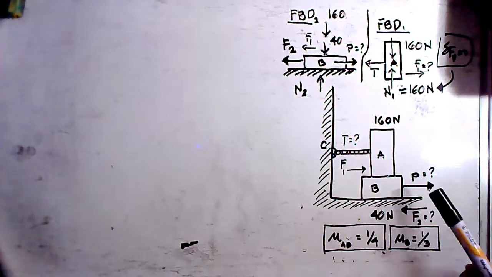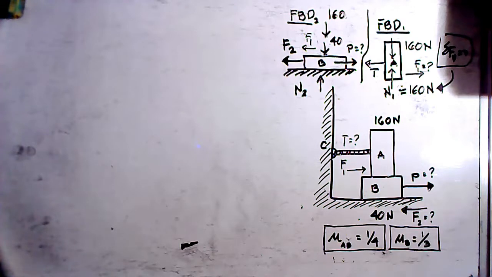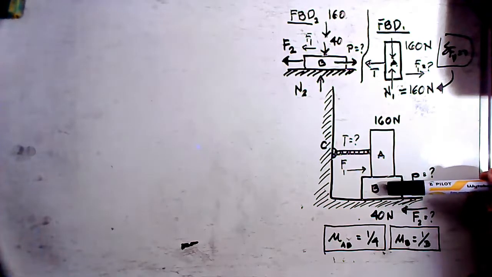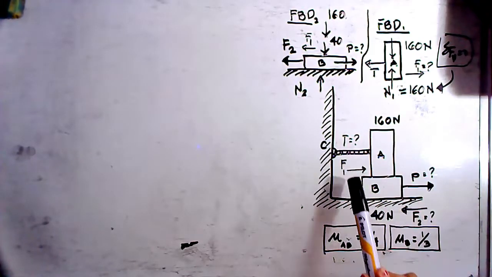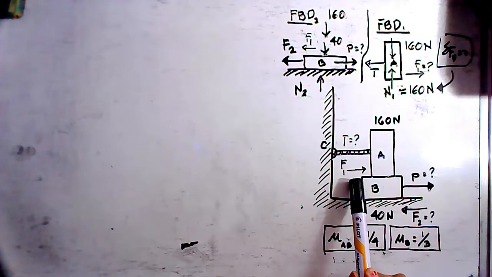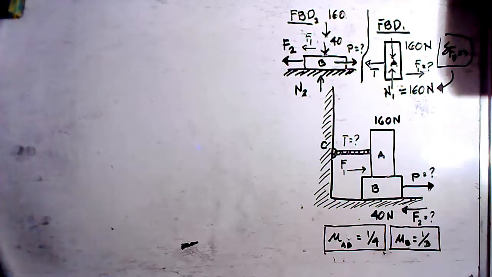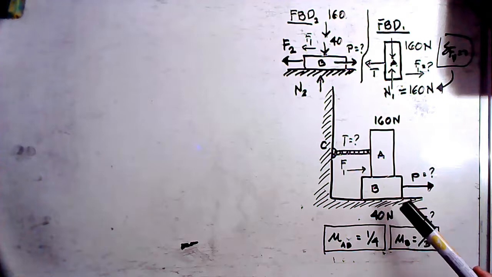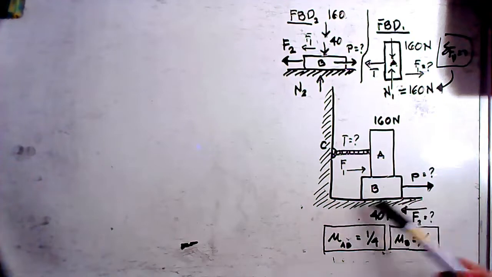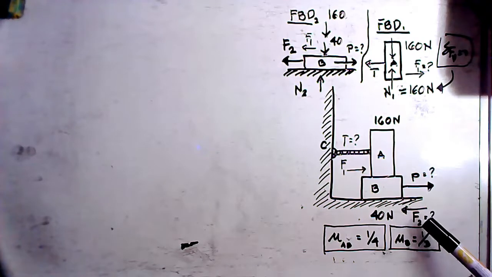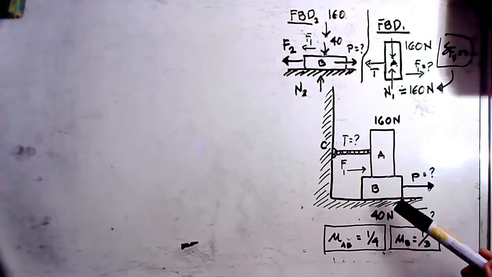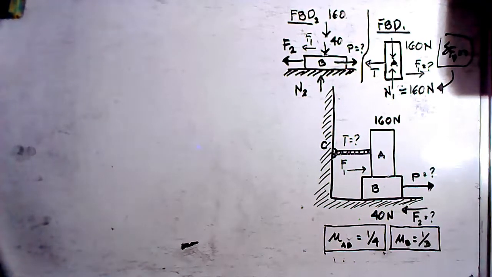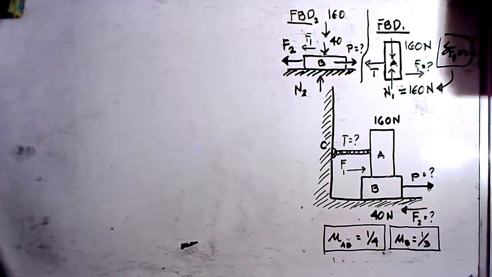Then the last question is, what is the friction force between block B and the surface? So remember that block A and block B are in contact with one another. So that means we can represent F sub 1 as the frictional force created between block A and block B. While block B is also in contact with the plane surface. So we need to determine the frictional force created between block B and the plane surface, and that is F sub 2.